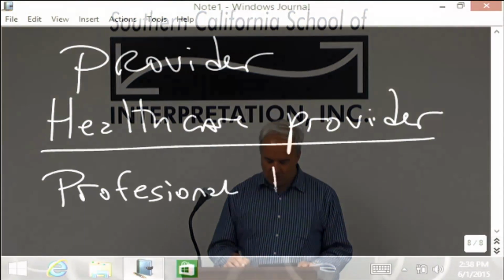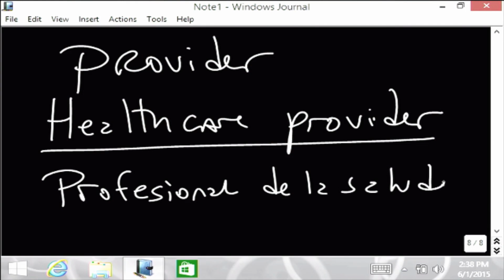A healthcare provider, we translate into Spanish as profesional de la salud. Because a healthcare provider can be a nurse, can be a doctor, can be anybody who is in the healthcare industry. And healthcare provider has nothing to do with proveer. They're not giving you anything. We are really talking not about somebody giving you something, but rather about someone who gives you his or her services to help you with this issue, if you want to look at it that way. But that's why it's known as profesional de la salud.